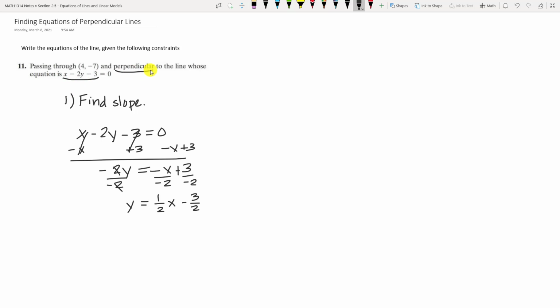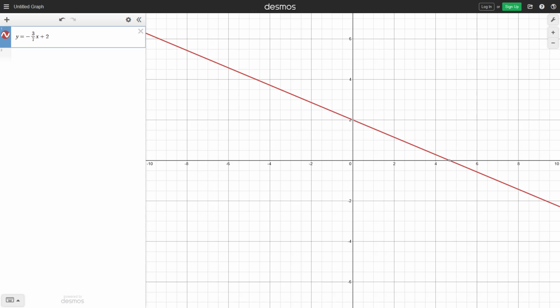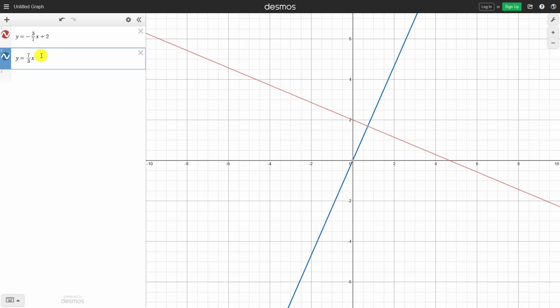We want to be perpendicular to that line, so let's talk a little bit about what that means. A perpendicular line has an opposite sign and a reciprocal slope. Let me demonstrate this with a little line I've made up here. If we have a line that is y equals -3/7 x plus 2, and I want to be perpendicular to that, I'll write y equals, flip it over and change the sign, to 7/3 x. Notice how those two lines are perpendicular.